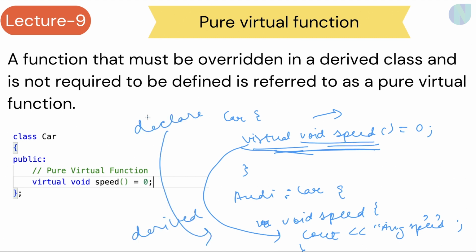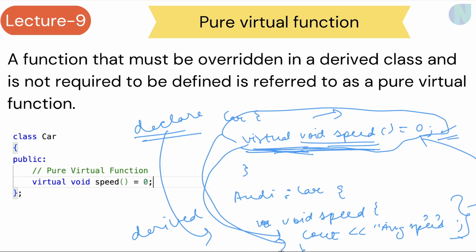So basically when we declare a function as virtual void speed equal to 0, it is a kind of pure virtual function. But in the same derived class, whenever we are giving the definition to that particular function, this is called overriding. So this particular function is called a pure virtual function, and this pure virtual function needs to be defined in the derived class.